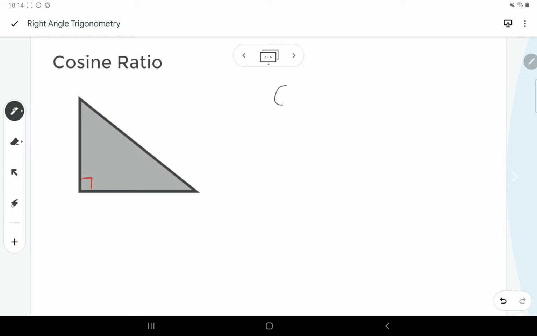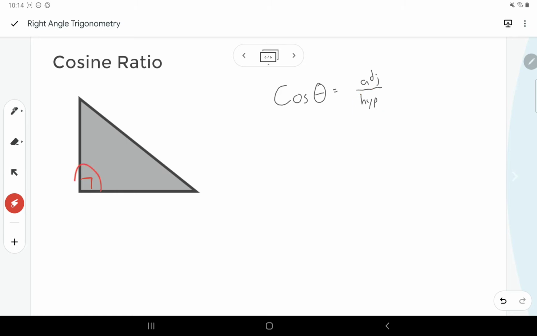It's got cosine of theta. Remember that theta is a Greek letter. It just means an angle, just how we use it in math. And that equals the adjacent side, which I write as ADJ, over the hypotenuse, which I write as HYP. Okay, that's all well and good, but what's the adjacent? What's the hypotenuse? Well, let's take a look.